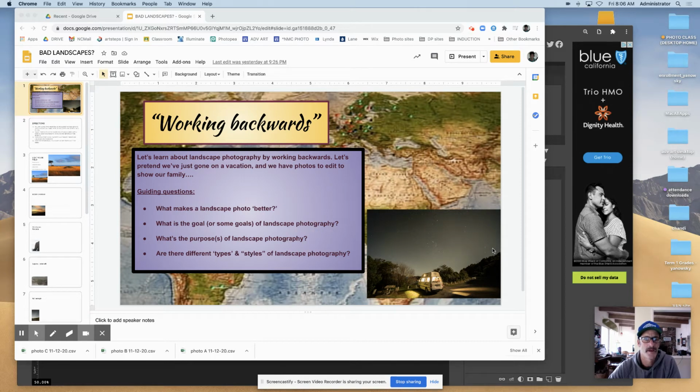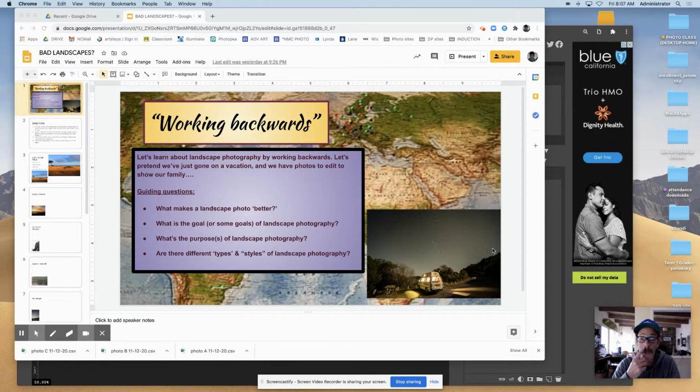Hey, everybody. Here is your introduction to landscape photography. And what we're trying to do in this unit is work a little backwards, meaning instead of me instructing straight up about different types of landscapes and different questions that arise when we do landscapes, what we're doing is pretending that we went on a vacation together. We went around the world.